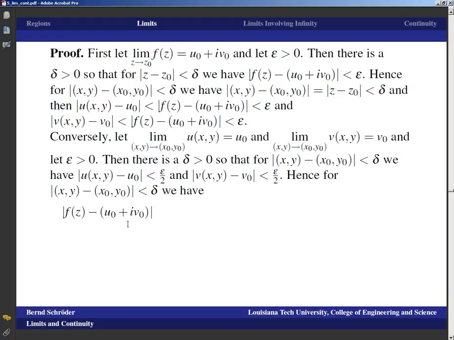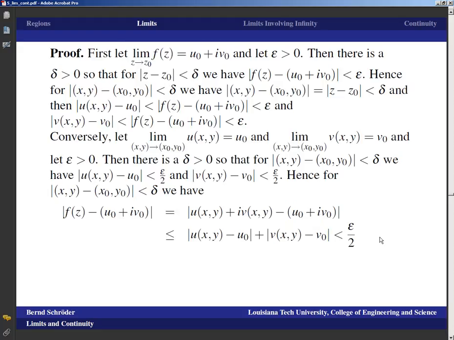|f of z minus (u0 plus iv0)|. Well, that's |u of (x,y) plus iv(x,y) minus (u0 plus iv0)|, which is smaller or equal, well, that's |u minus u0| plus |v minus v0|, and again we've used our best friend, the triangular inequality. And we know the first one is smaller than epsilon halves, the second one is smaller than epsilon halves, and that's epsilon.